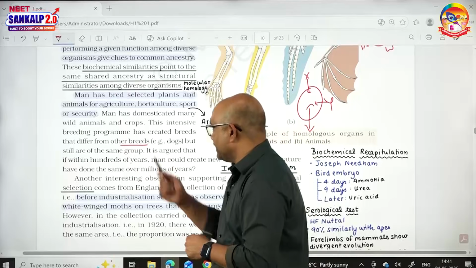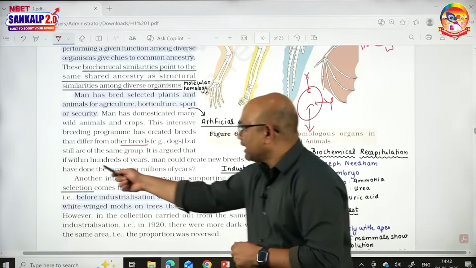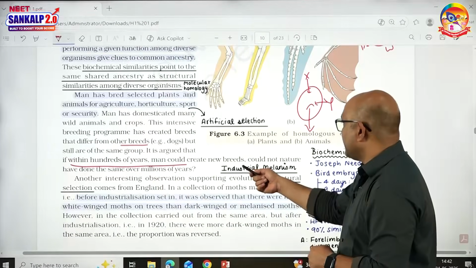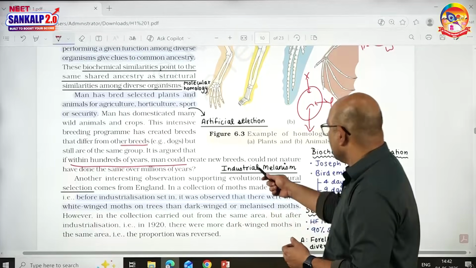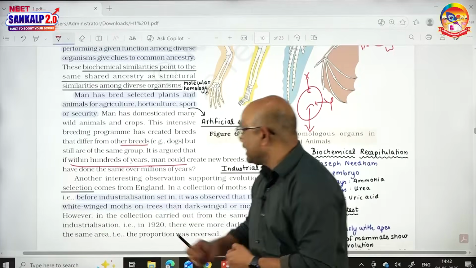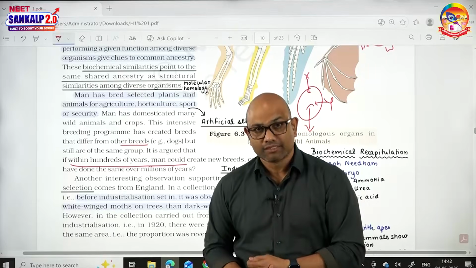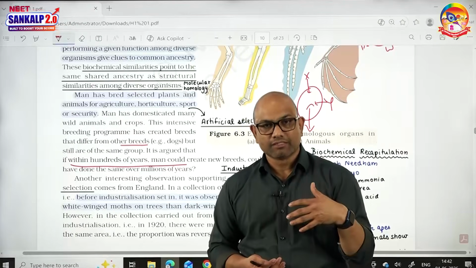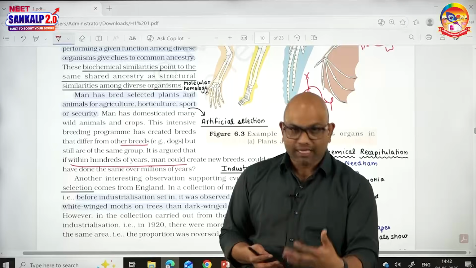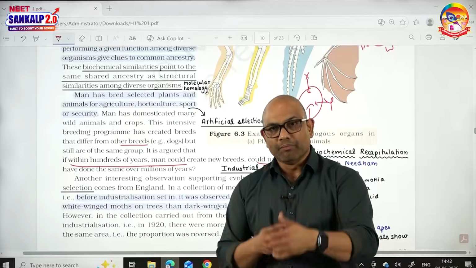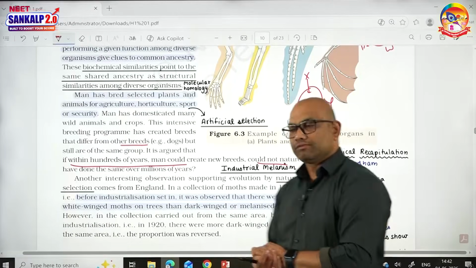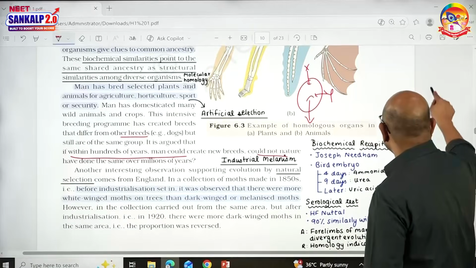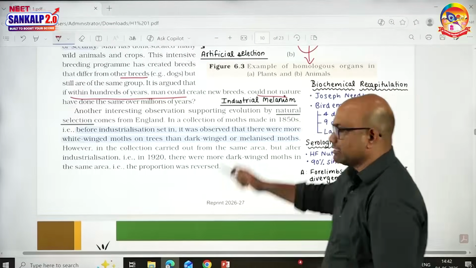Man produced different breeds. So, it is argued that if within hundreds of years man could create new breeds within a short period, could not nature have done the same over millions of years? The answer is yes. Over some millions of years, nature could have done this process and produced some millions of varieties of organisms. And the best example for the natural selection process is industrial melanism.